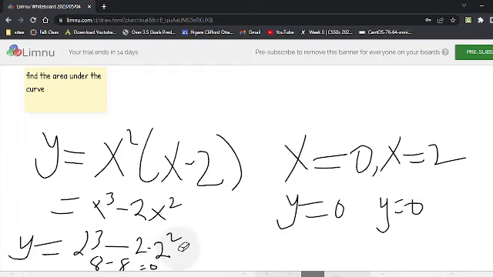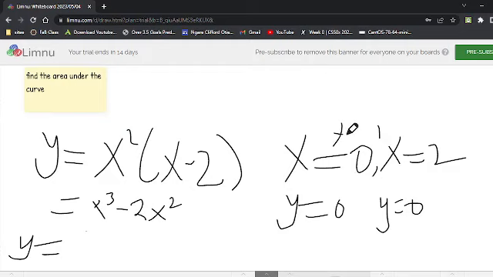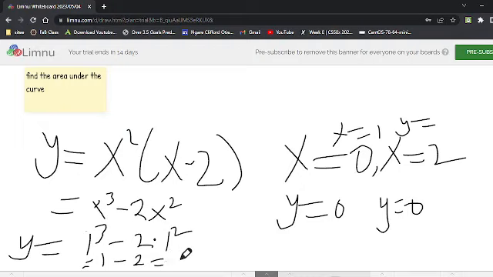Now, that's not the end of it. In between 0 and 2 we have 1. So when x is equal to 1, what is the value of y? 1 cubed minus 2 times 1 squared. 1 cubed is 1, minus 1 squared is 1, 2 times 1 is 2. So the value of y when x is equal to 1 is negative 1.